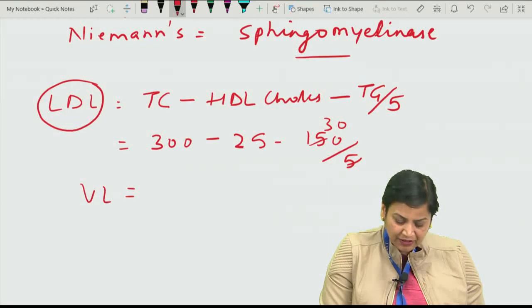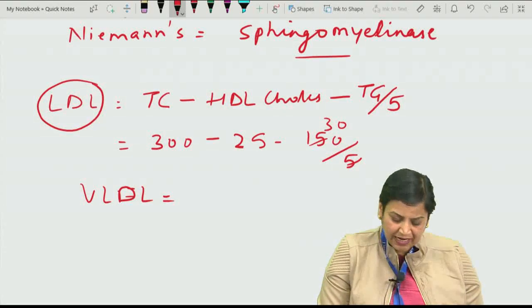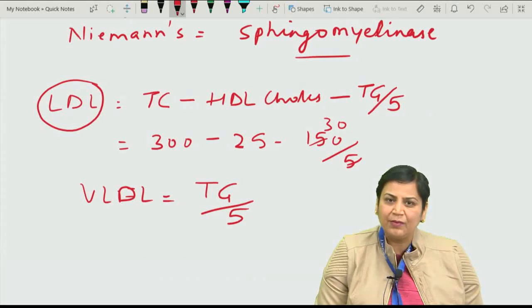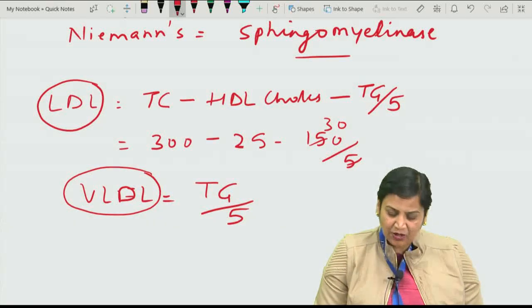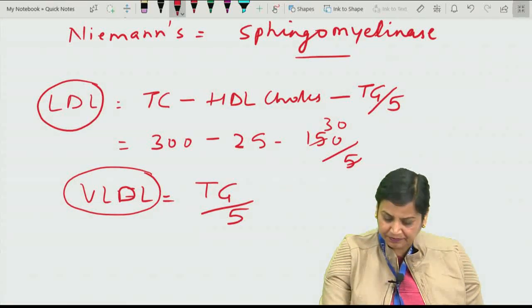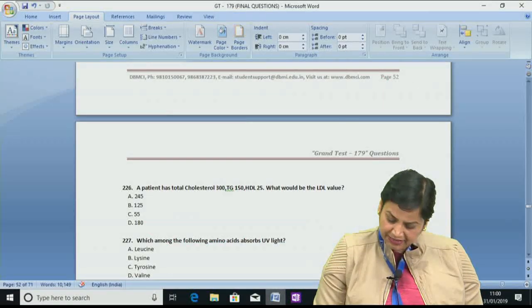Similarly, we can calculate VLDL also. VLDL, very low density lipoproteins, are simply calculated by TGs divided by 5. The amount of total triglycerides divided by 5 will give the concentration of the VLDL. This is how we calculate it. Is it clear? Now, next question.